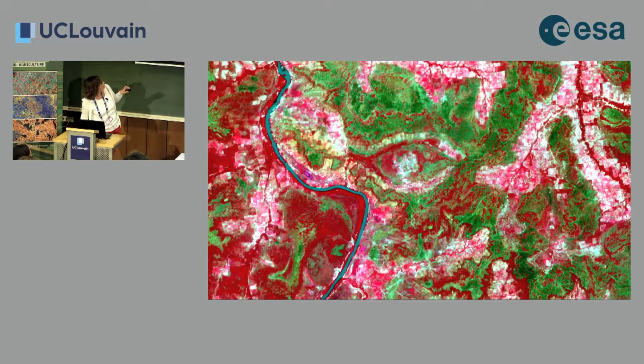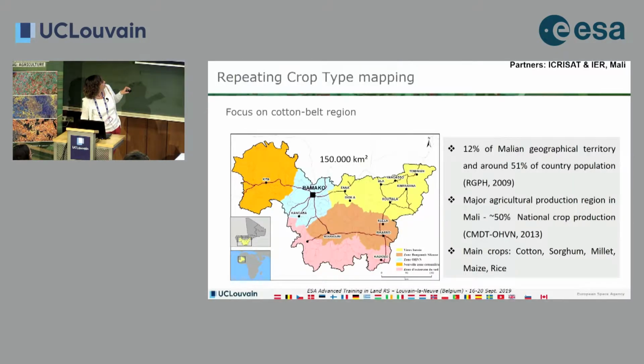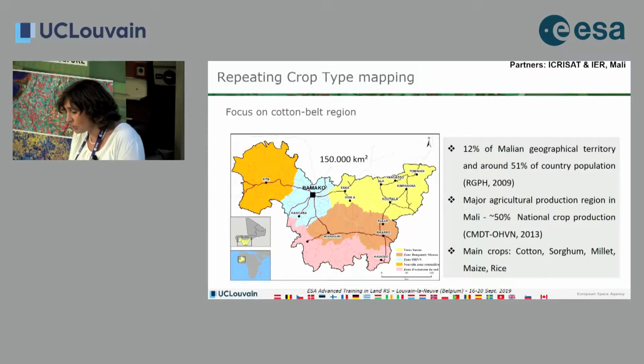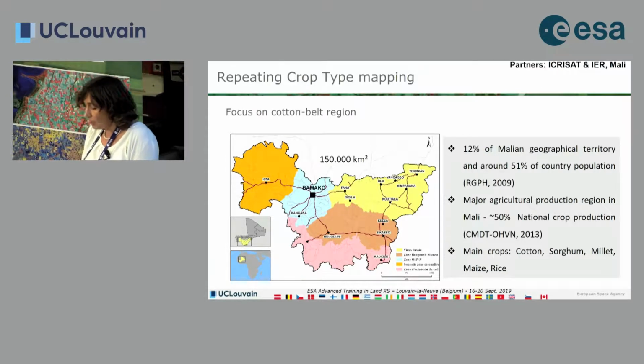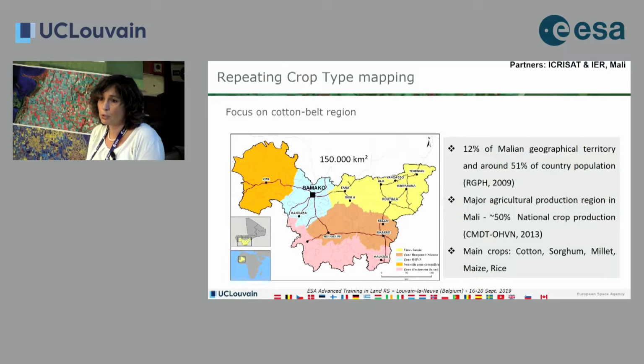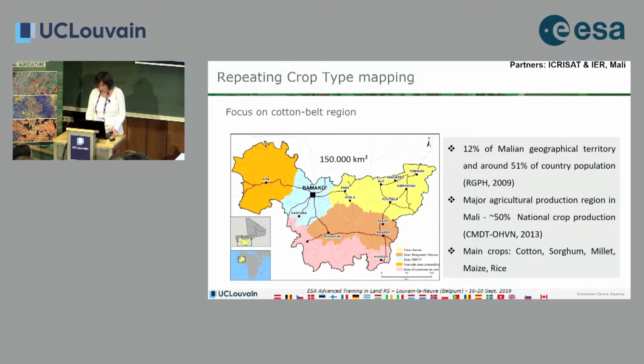Another example here. So I told you that we were not able to go to the crop type, but then the year after, they decided to invest a bit more, and they asked us to go another year with them for the crop type, and we focused only on the cotton belt region, which is 12% of the territory, but which is the major agricultural production of the country. More than 50% of the production comes from this region.